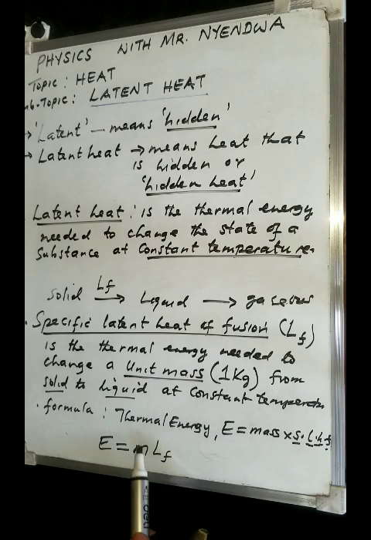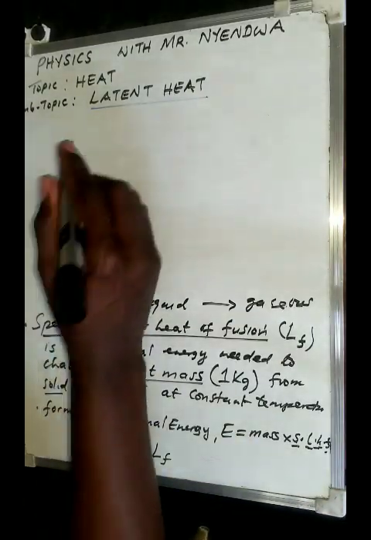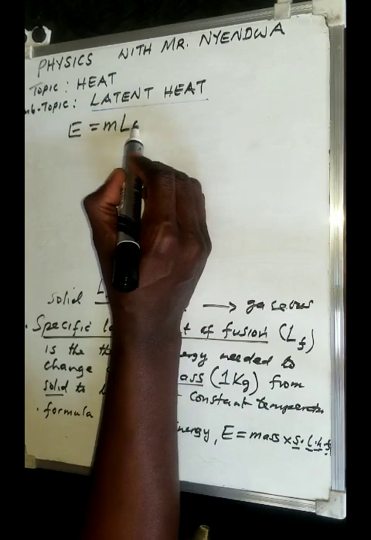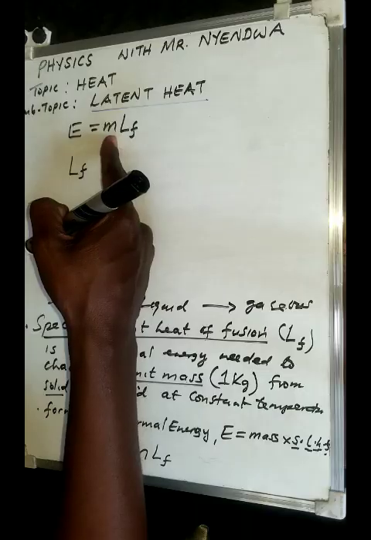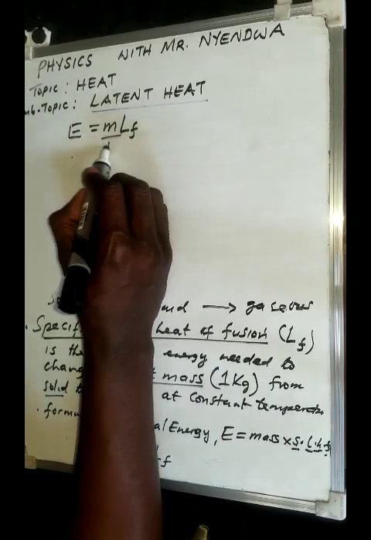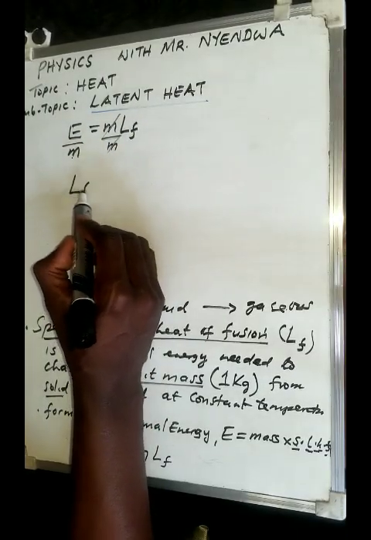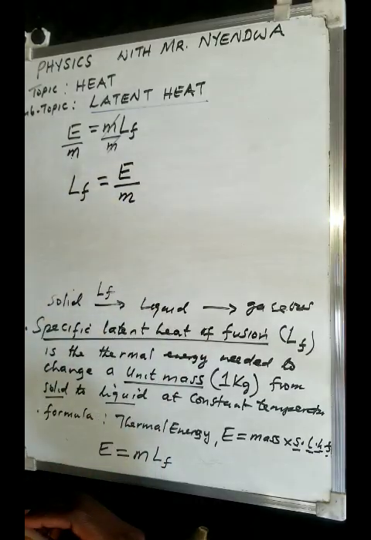So if I want to find the specific latent heat of fusion, it becomes very simple. Allow me just to clear up the top section so that you are able to see. Since the thermal energy that is needed, E, is equal to the mass multiplied by the latent heat of fusion, if you want to find the latent heat of fusion, it simply means you divide by the mass, M. What you do this side, you also do the other side. So you can see that the latent heat of fusion will be equal to the thermal energy divided by the mass.